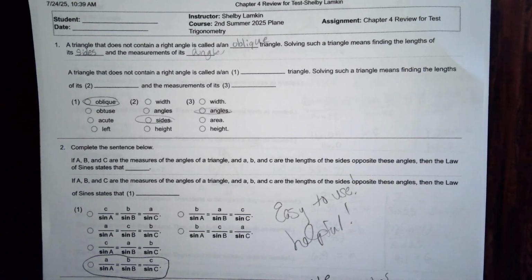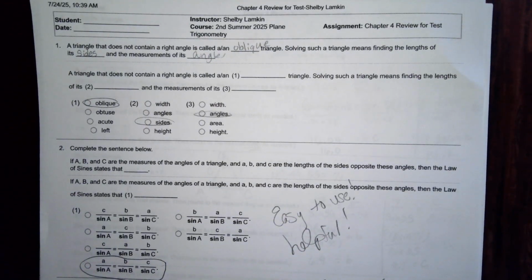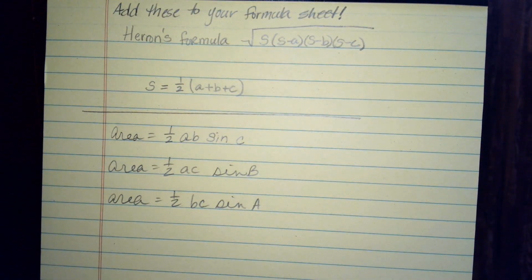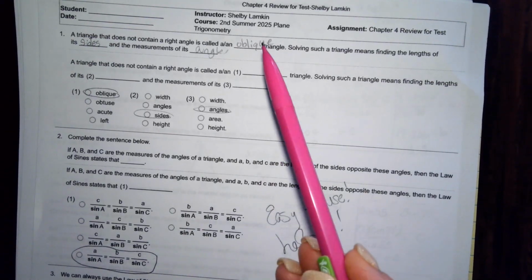Okay, here's our Chapter 4 review. Now, I want you to be sure that you have your formula sheets updated. I sent an email about Heron's formula and the area formula, so be sure you get those added to your formula sheet. Number 1, a triangle that does not contain a right angle is called an oblique triangle.